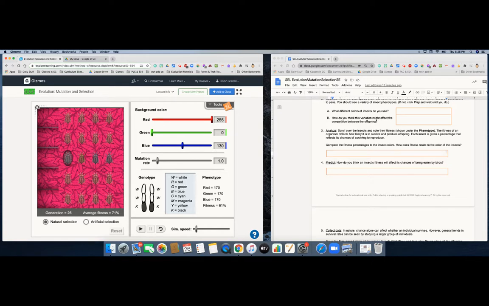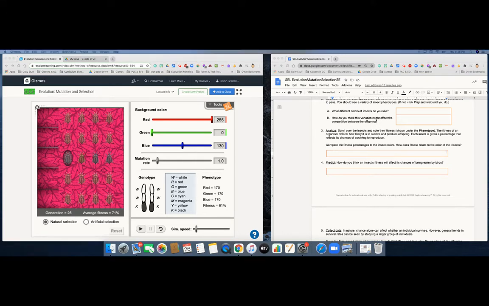Okay. So how do you think its fitness is relating to the chances of being eaten? Look and see. Remember camouflage. You learned that in elementary school. How well is it camouflaged with the background?